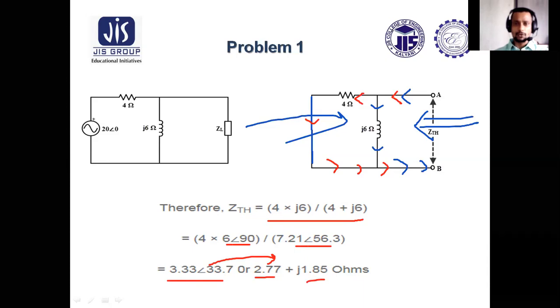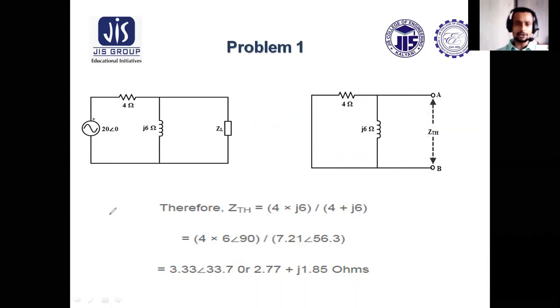So we know ZTH equals RTH plus J XTH, which will give us RTH equals 2.77 and XTH equals 1.85.